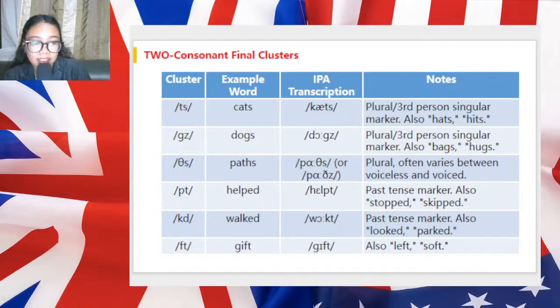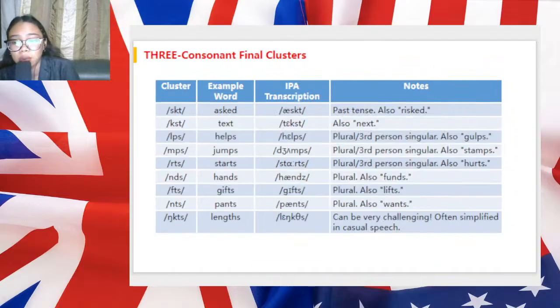Okay. All right. So that's that. Um, okay. Let's move on to the next one. We are now on three consonant. Wait.